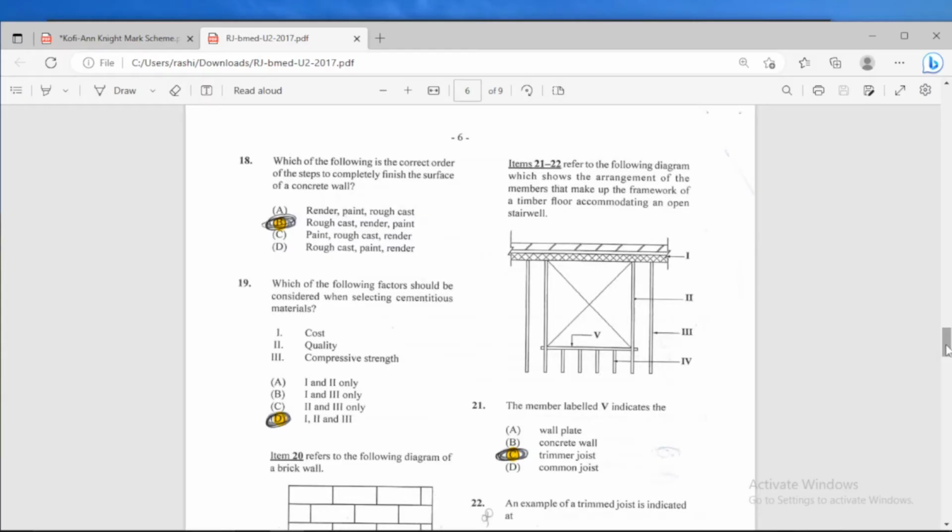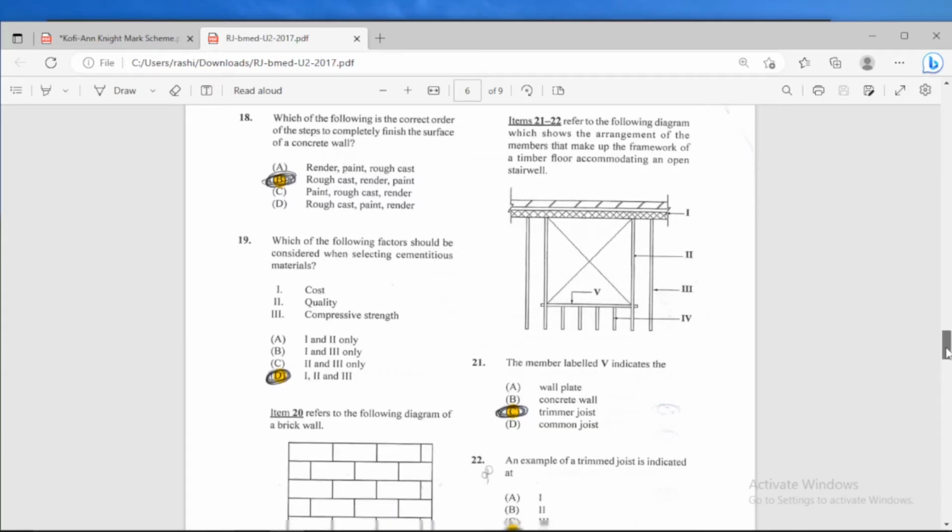Number 19. Which of the following factors should be considered when selecting cementitious materials? Is it cost, quality, compressive strength? Is it just 1 and 2? Is it just 1 and 3? Is it just 2 and 3? Or is it all of them? It would be all of them. When you're thinking about selecting these materials, you need to think about the cost, the quality of the material, and also the compressive strength of the material as well.